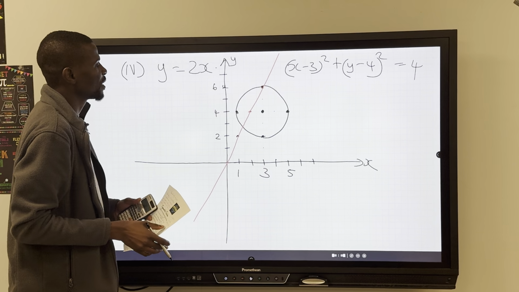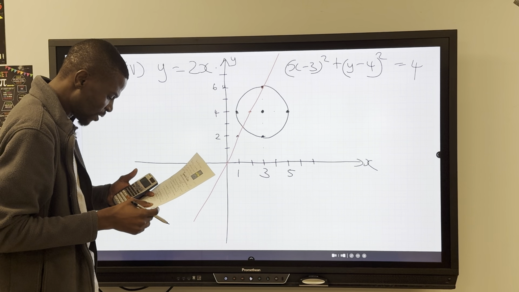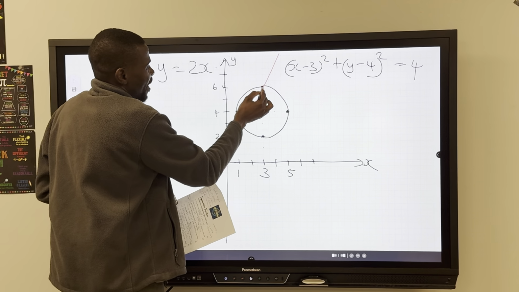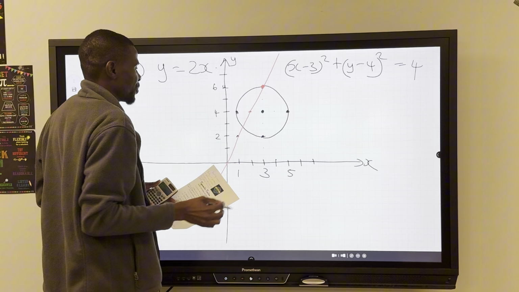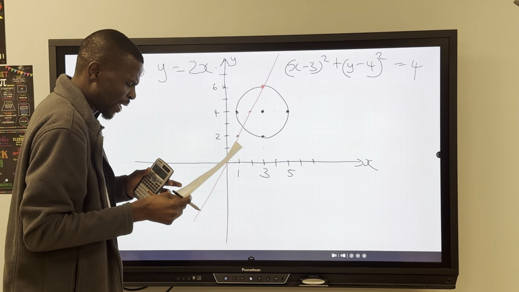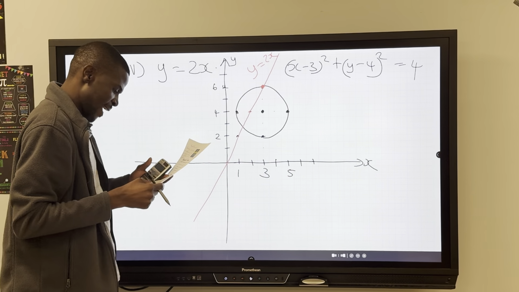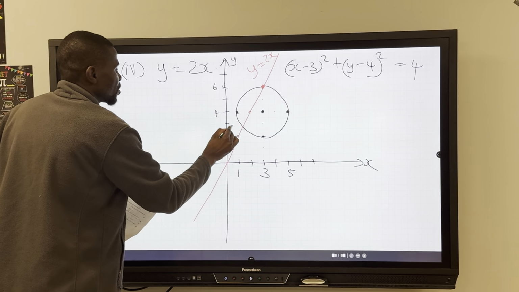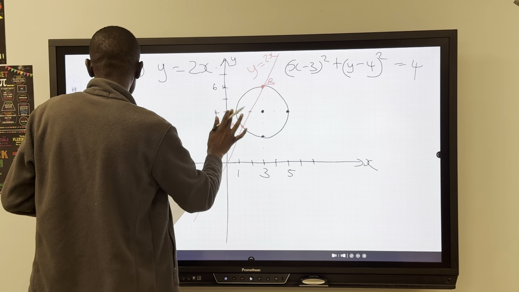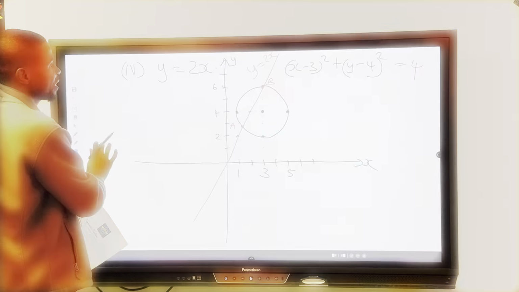So we are told that the line y equal to 2x, so this is y equal to 2x, right, meets the curve at A and B. So this is point A and that is point B. So we need to find the coordinates of A and B. So we have to solve simultaneously.